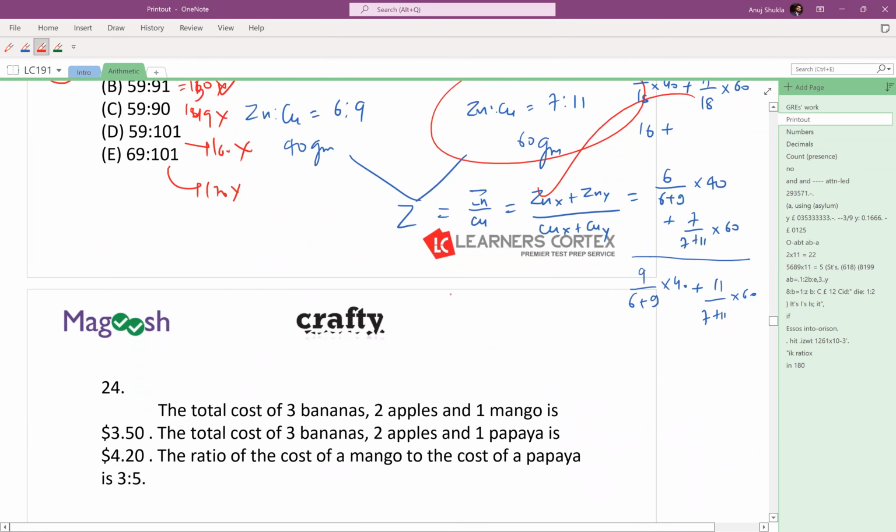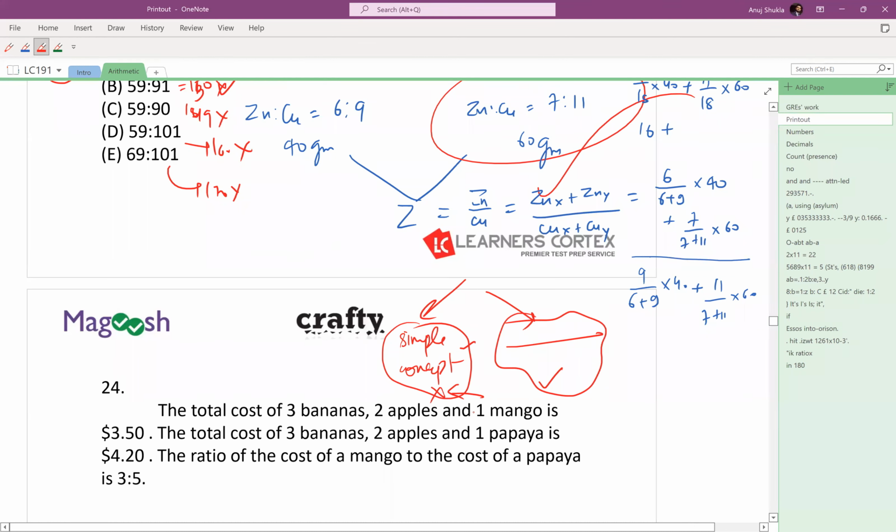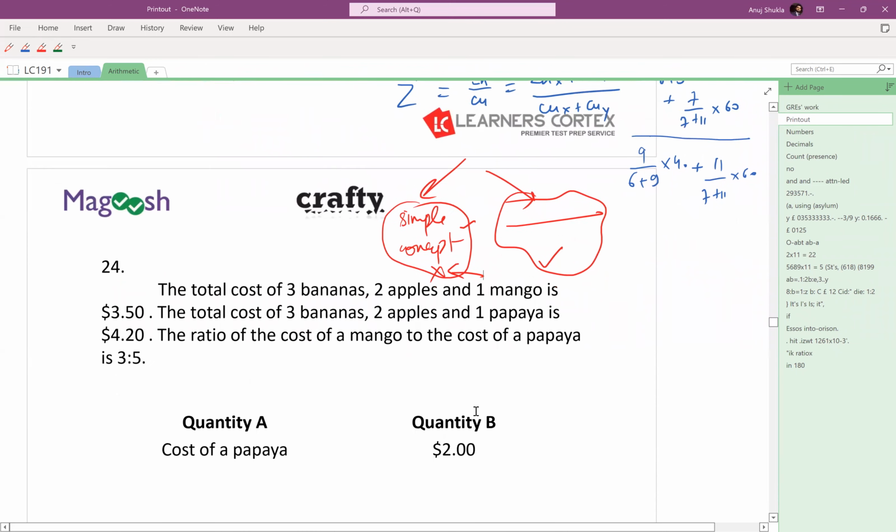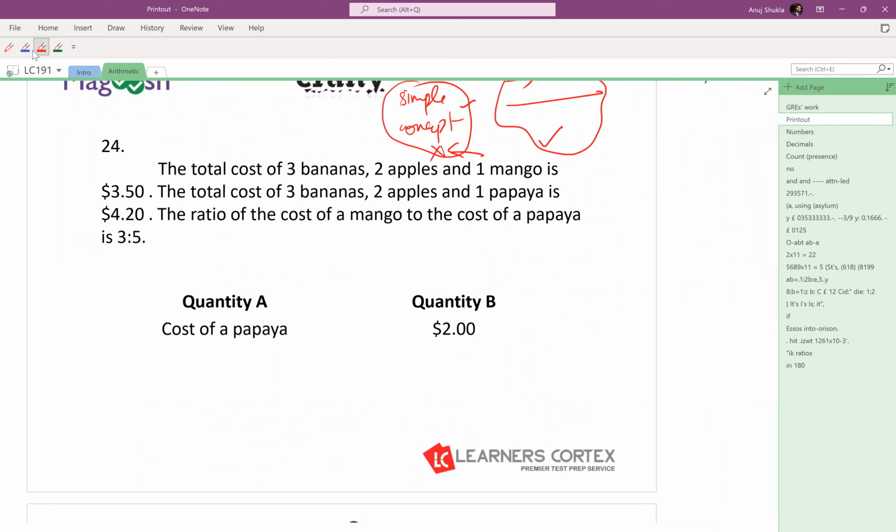See, generally there will be two types of questions. Remember, one will be a very simple concept, but the calculation will be very complex. Another will be a complex concept, but the calculation will be simple. Here you need more of your calculation skills. Here you need more of your logical skills. So this question belongs to simple concept, but complex calculation. Okay. Try this question. This will take maximum 1 minute. I'm giving you 1 minute for this question.